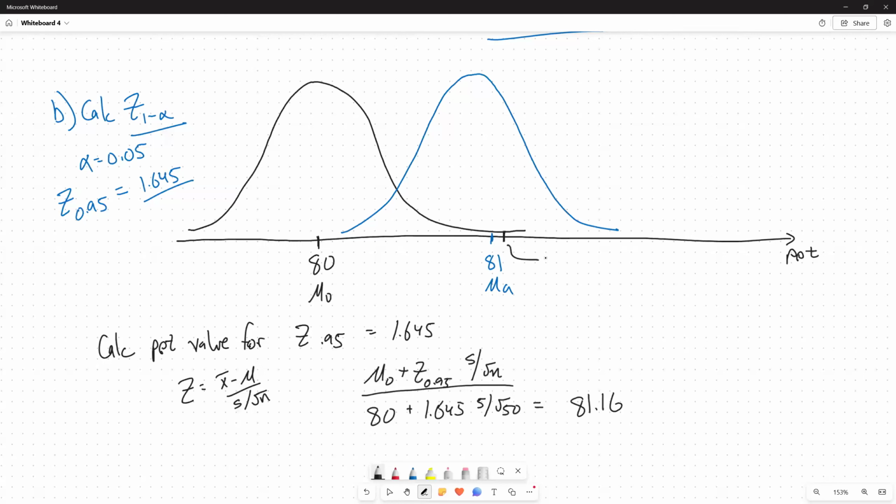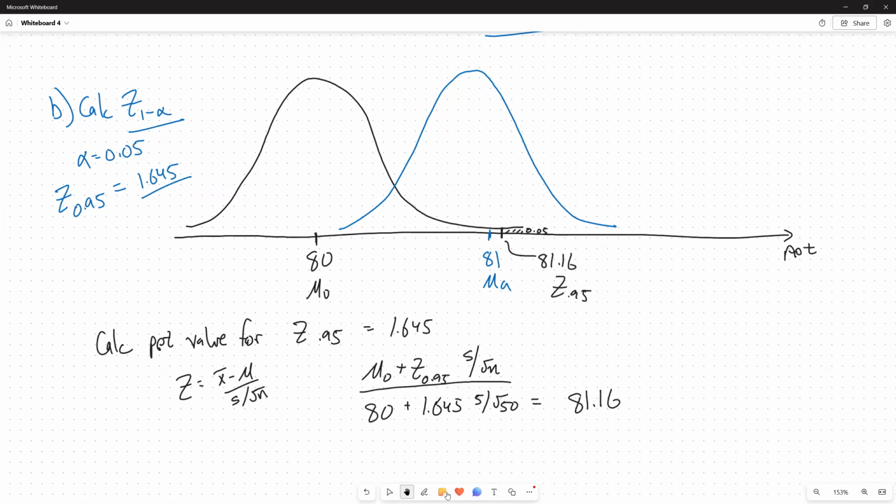And what this really is, so 81.16, that represents Z 0.95 just in parts per thousand units. All right, so all we did was we took the mean, we added the Z-score and multiplied it by the standard deviation. And that should give us on this side 0.05 area under the null distribution curve, right? All right, so that's great. But we're not done. We haven't calculated power yet. That's just our Z-score. So now we need to actually calculate the area under the curve. So it's going to be part C here. And I'm just going to go ahead and erase this for room.